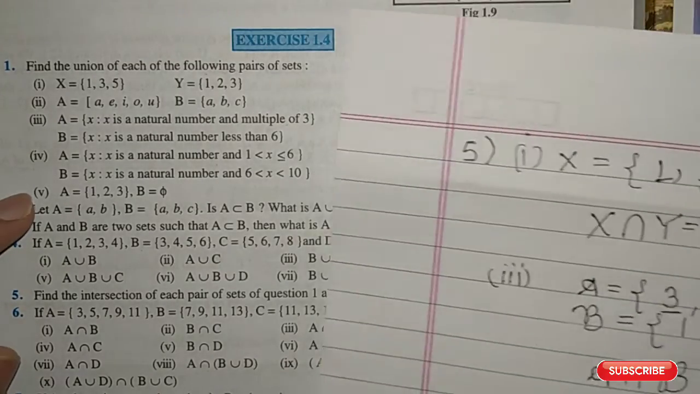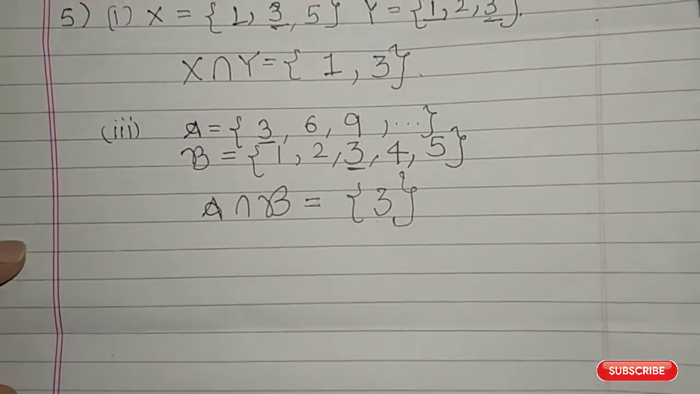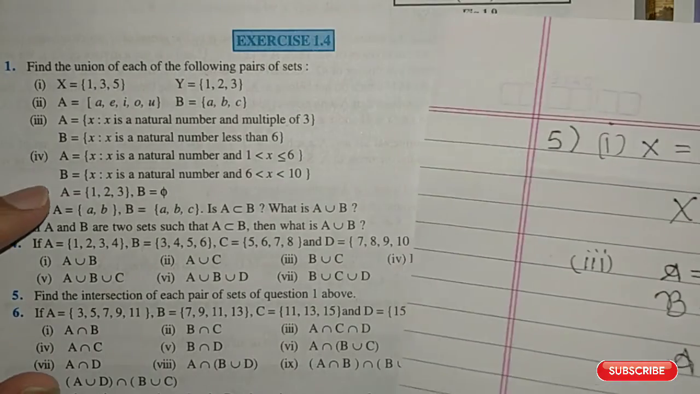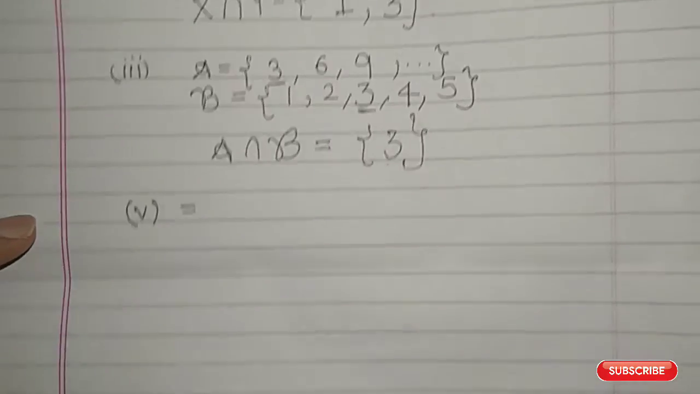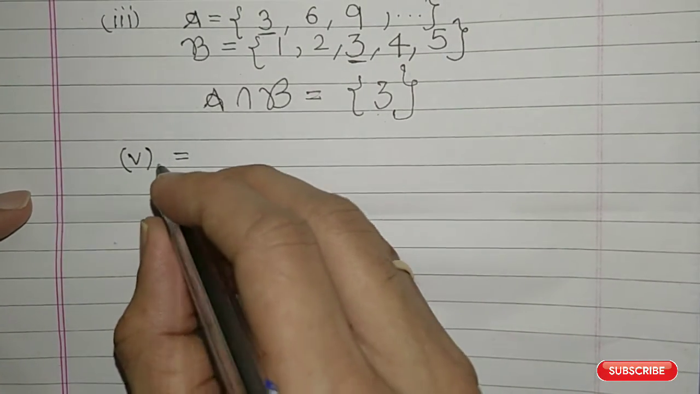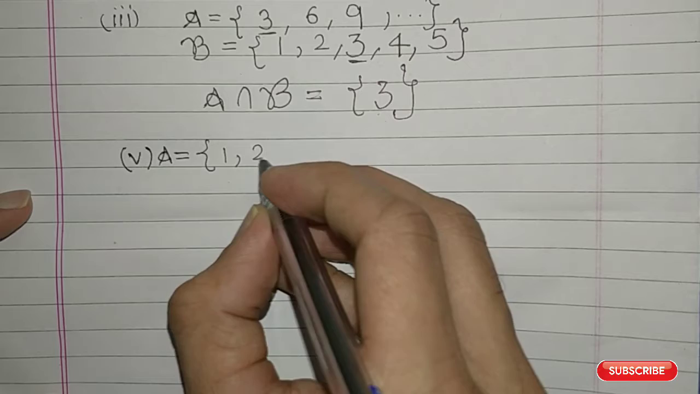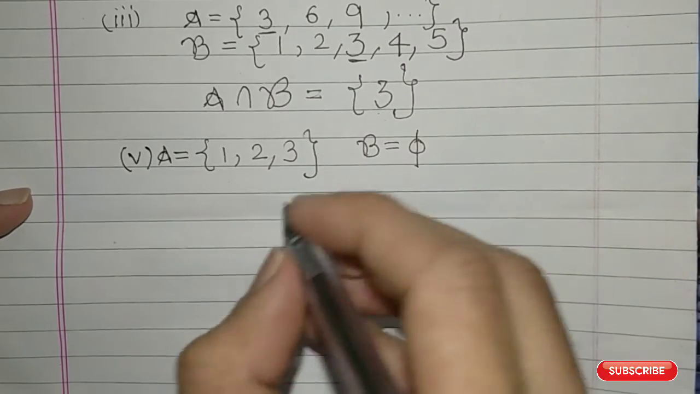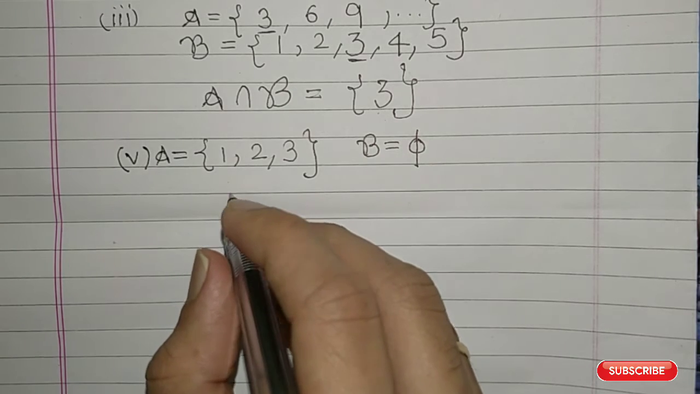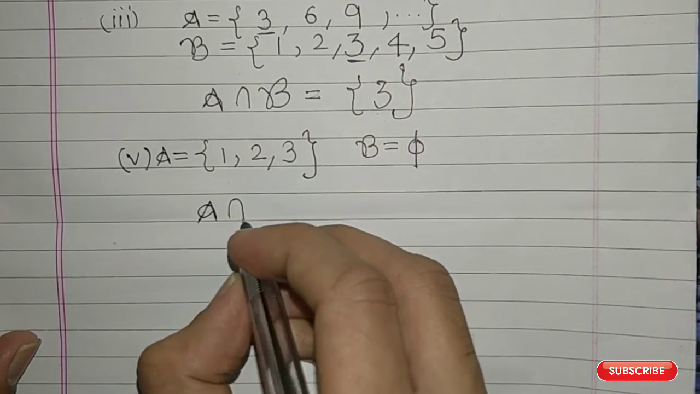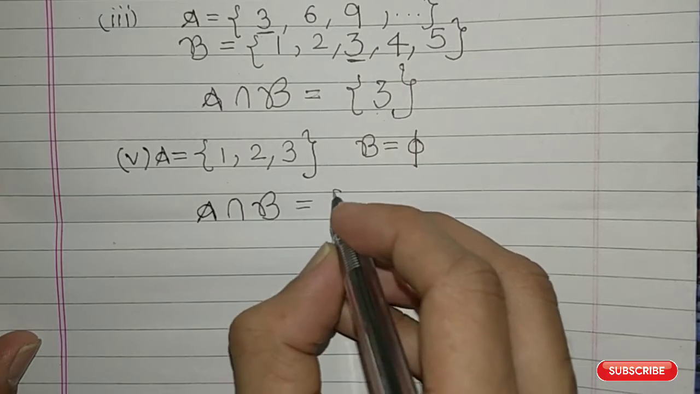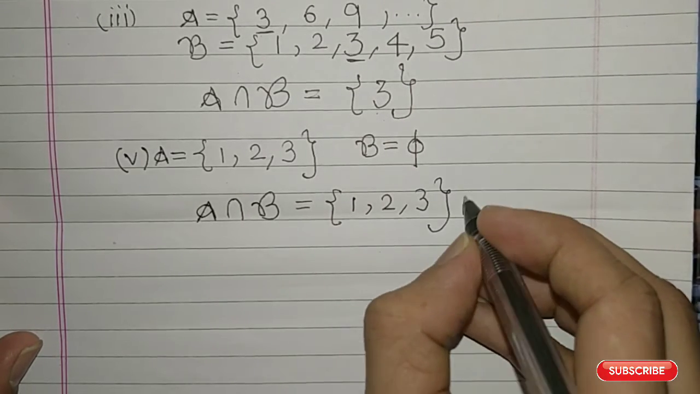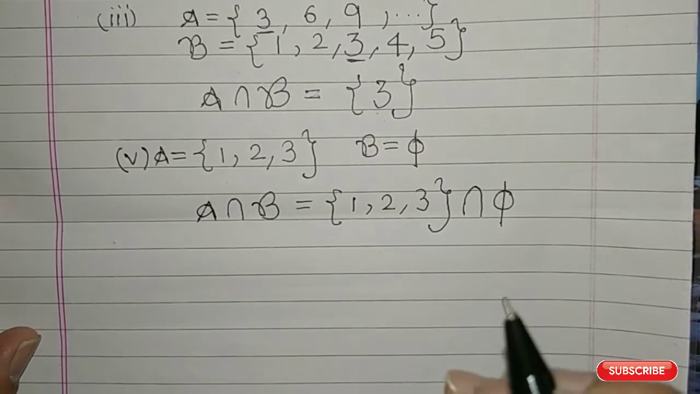Now let us go to the fifth problem. The fifth problem is A equal to 1, 2, 3, and B was equal to the empty set. So this was the fifth problem. Now you have to take A intersection B, so you have to take the set 1, 2, 3, intersection with the empty set.